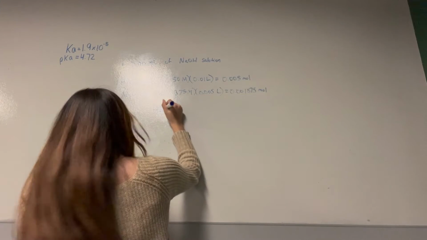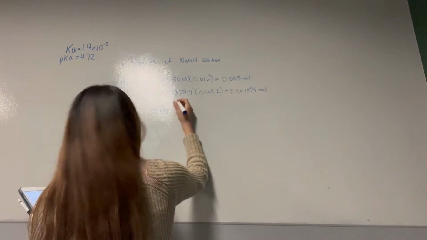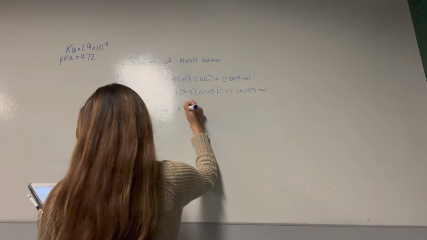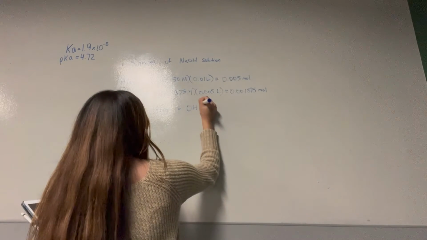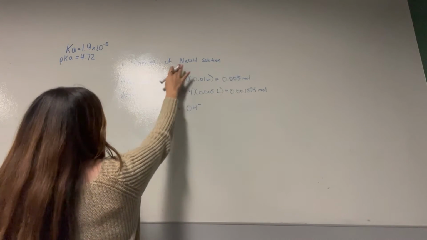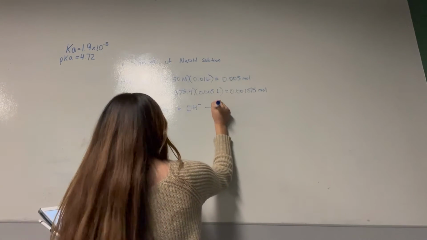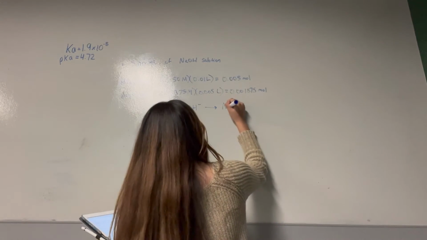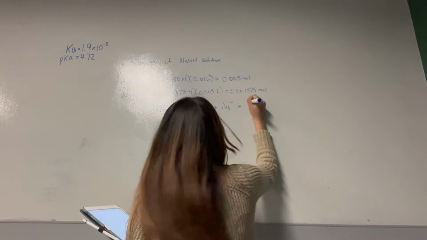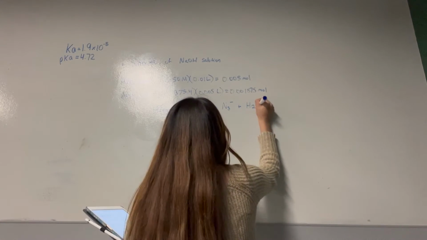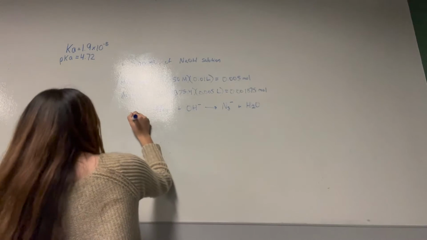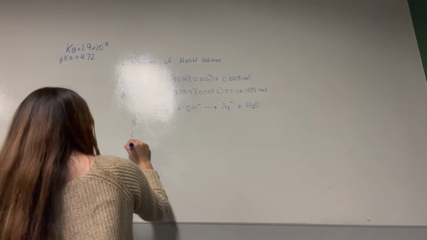So now that we have obtained our mole amounts, we can set up our BCA table. So our performed reaction is HN3 plus OH. And again, Na is a spectator in this case, therefore we can leave it out. This yields N3 minus plus H2O, also known as water. And again, this is a BCA table.